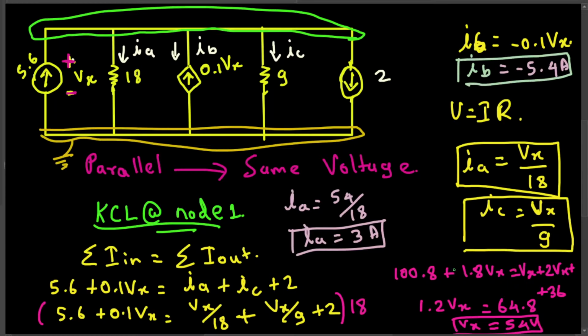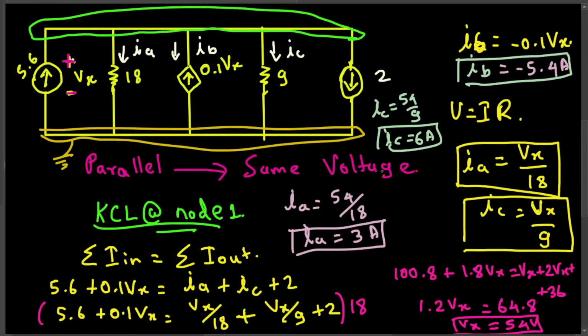The last one we have to find is IC. IC is Vx over 9. Vx is 54 divided by 9. That's 9 times 6 is 54, I think. Yeah, 9 times 6 is 54. So IC is going to be 6 ampere. Wait a minute. Yes, IC is equal to 6 ampere.